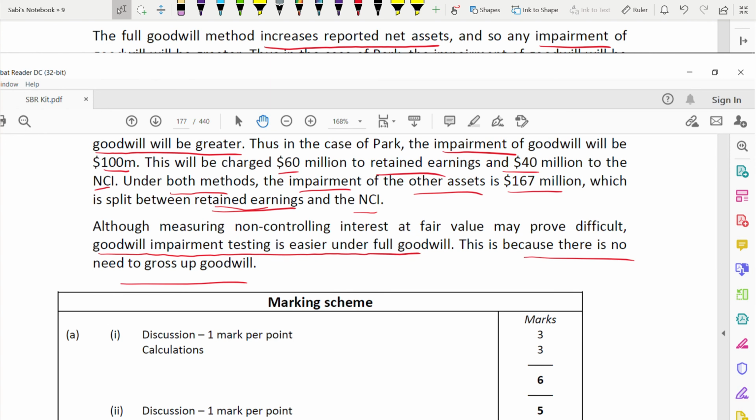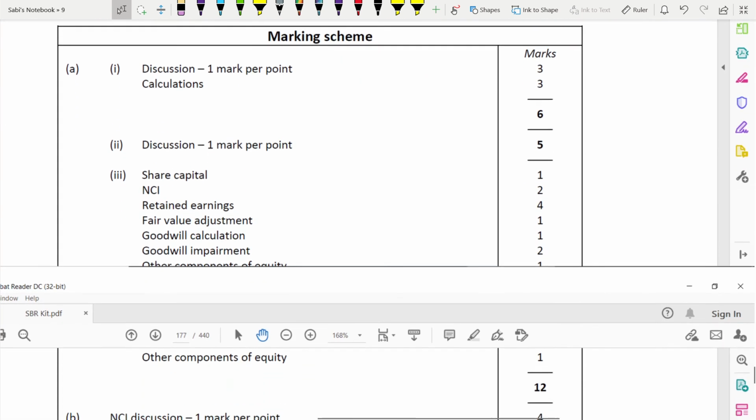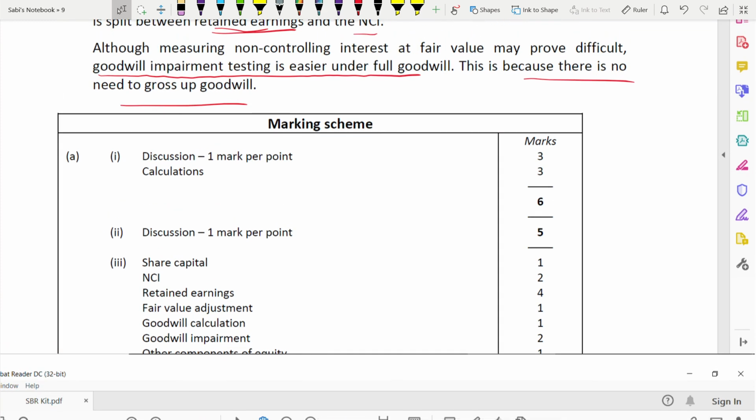Now let us go to the marks. Okay. First one was for 6 marks, so 3 and 3. It is divided equally. If you see, most of the time in SBR it is divided equally. Discussion versus calculations. Okay. For discussion, 1 mark per point. That means 3 points you need to write to get the 3 marks. What was the question? Loan to charity.